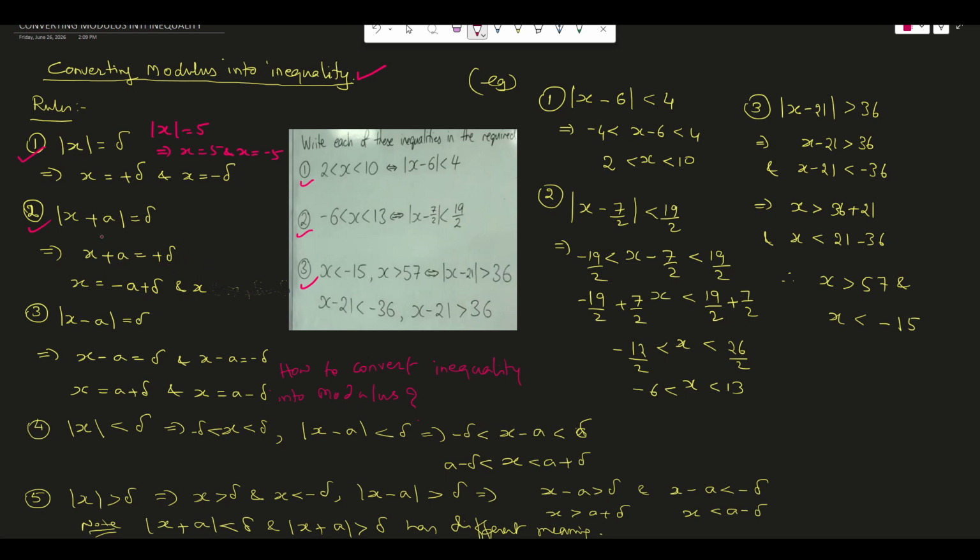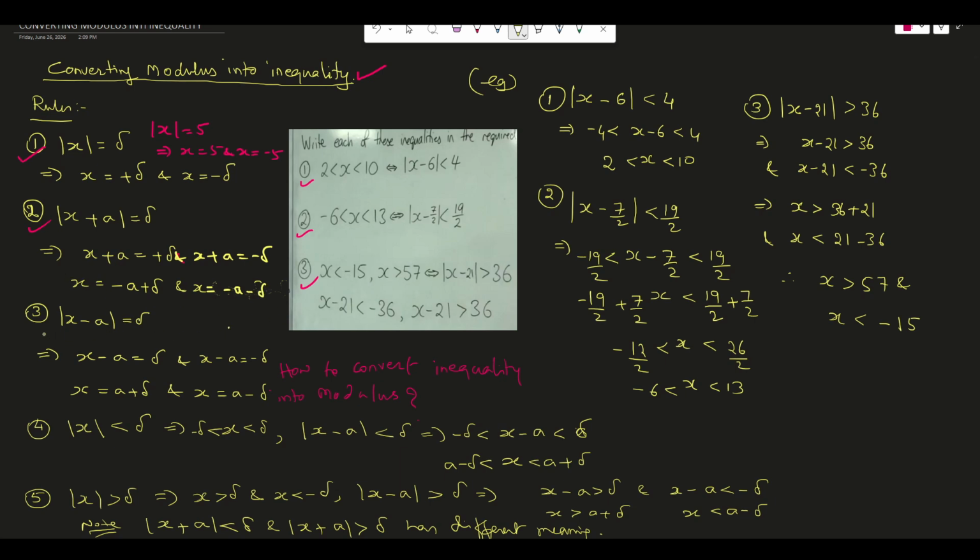Okay, let me write this properly. x plus a is equal to plus delta, and, let me choose yellow, x plus a is equal to minus delta. This is the meaning of it. Now this in turn will mean that x is equal to minus a plus delta and x is equal to minus a minus delta. Okay, so this is that second rule.